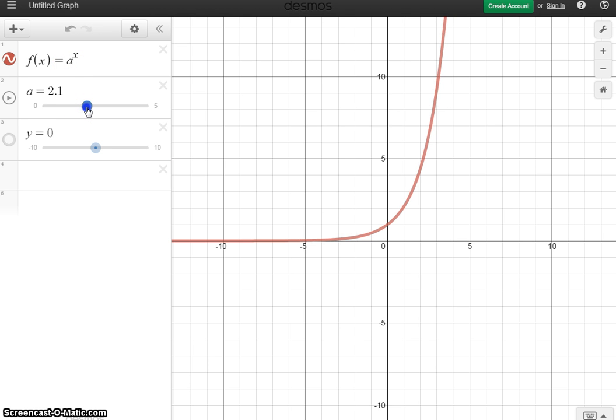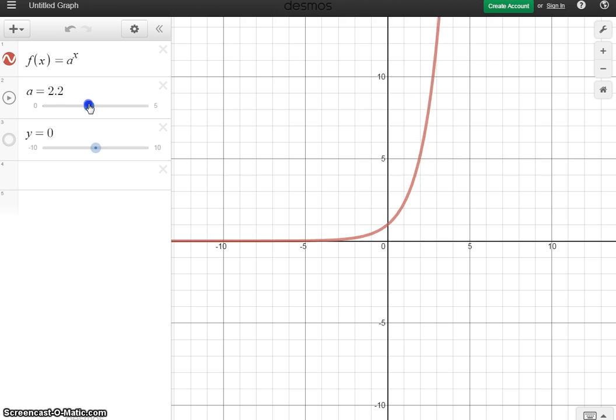So if you see what happens here, I can change the base, make it a little bit higher. You can see it change the graph a little bit. But 3.5 to the exponent x is its own parent function. 2 to the exponent x is its own parent function. So whatever that base is, it's its own parent function. You can see what happens here. As I change the base, you'll see it change the shape of the graph.